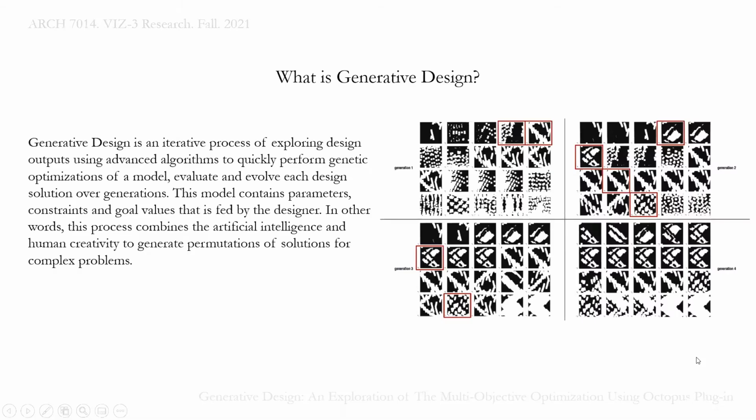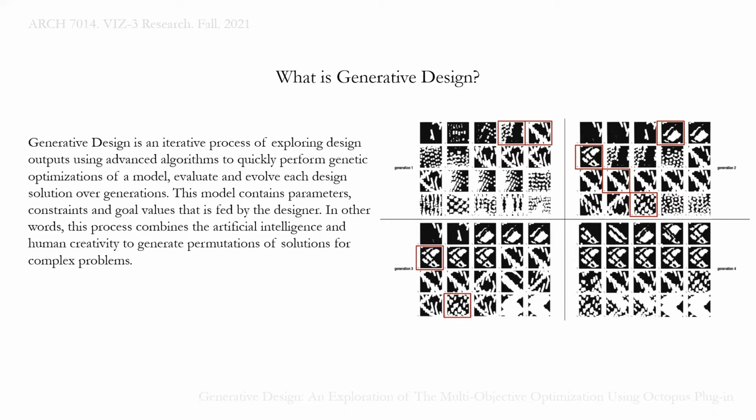So what is generative design? Generative design is an iterative process. It explores design outputs using advanced algorithms to quickly perform genetic optimizations of a given model by the designer, the architect. The generative design process evolves each design solution over generations, and it improves the solution over generations.